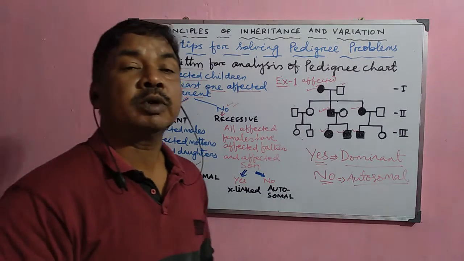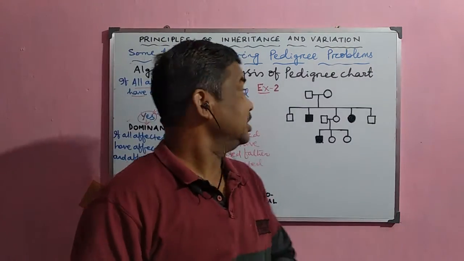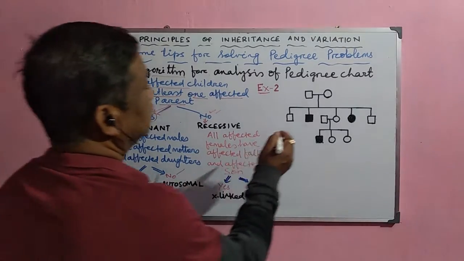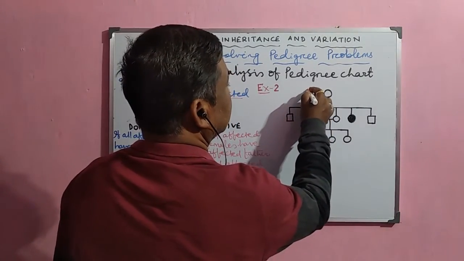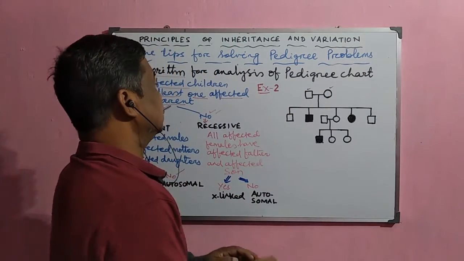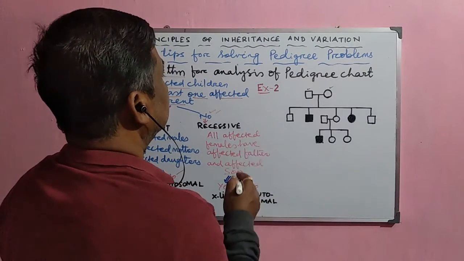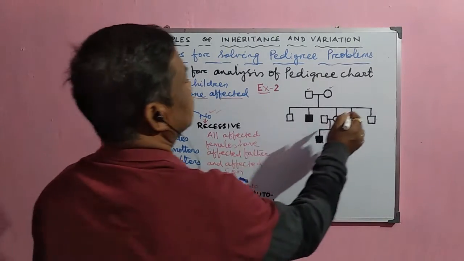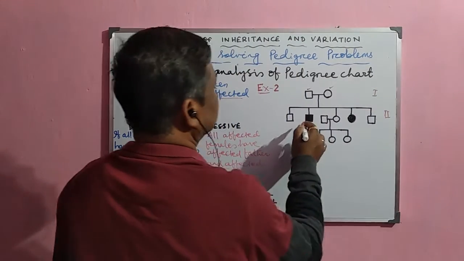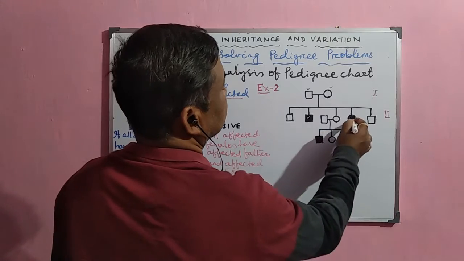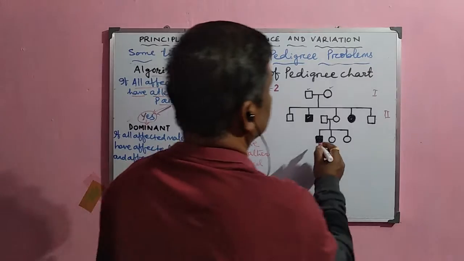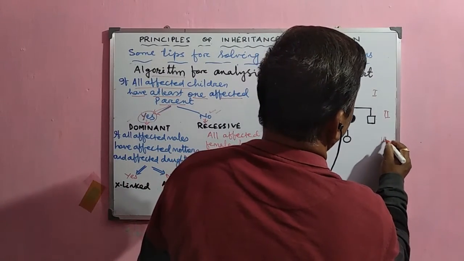Okay. Next we go for the next example. It is another example of a pedigree chart. Look at this example where the male and female are both not affected. They are normal persons. This is the first generation, the parental generation. In the second generation, 2 individuals, this male child and this female child, are affected. In the third generation, only a male is affected here.